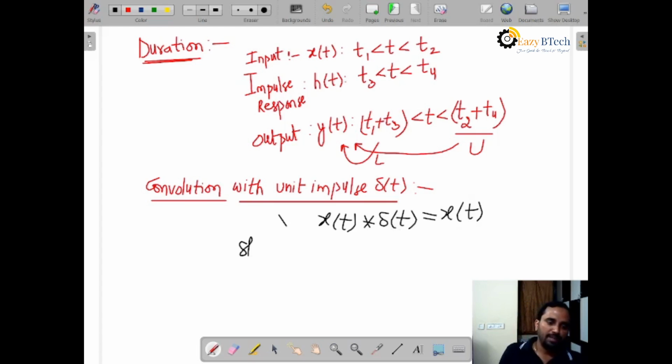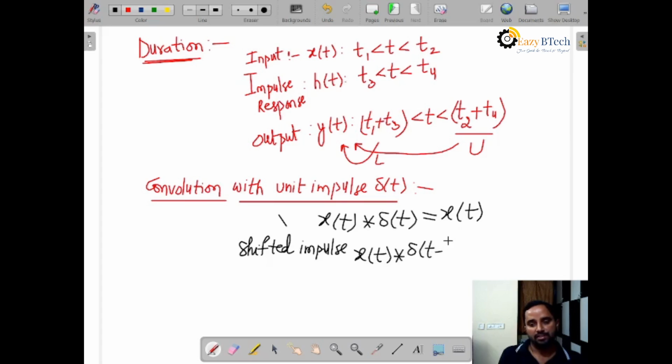Now I am taking a shifted impulse. That means x of t convolution del of t minus t naught. So the impulse is shifted now. What is the result for this? X of t convolution del of t is x of t. X of t convolution del of t minus t naught, the answer is x of t minus t naught. We get the shifted signal. Okay.